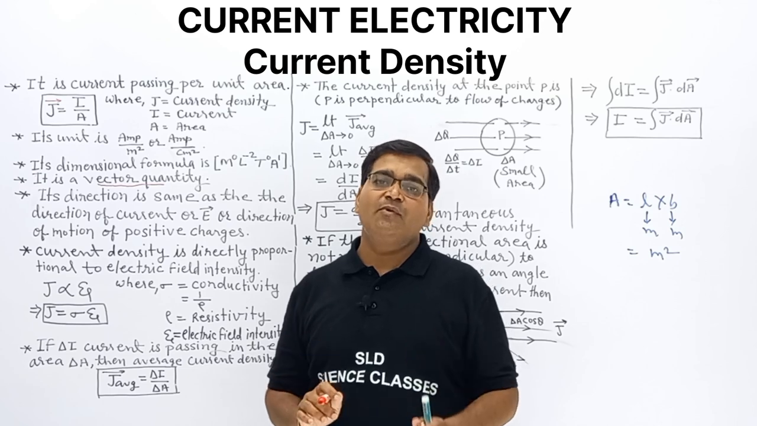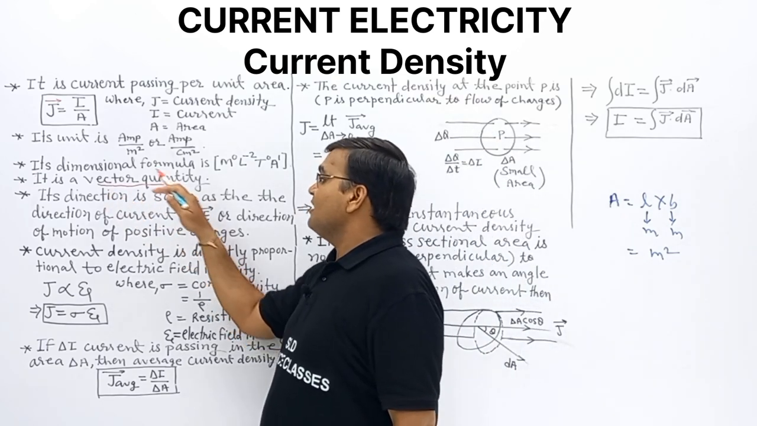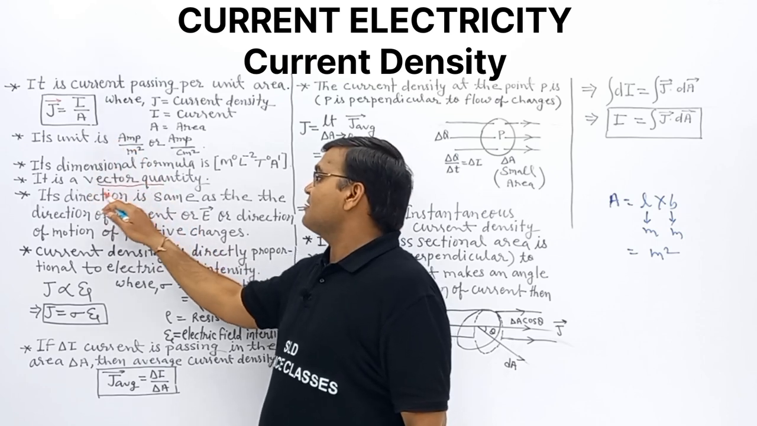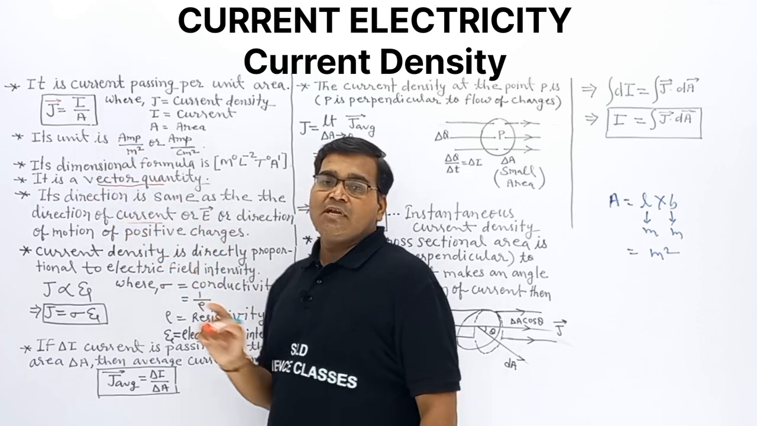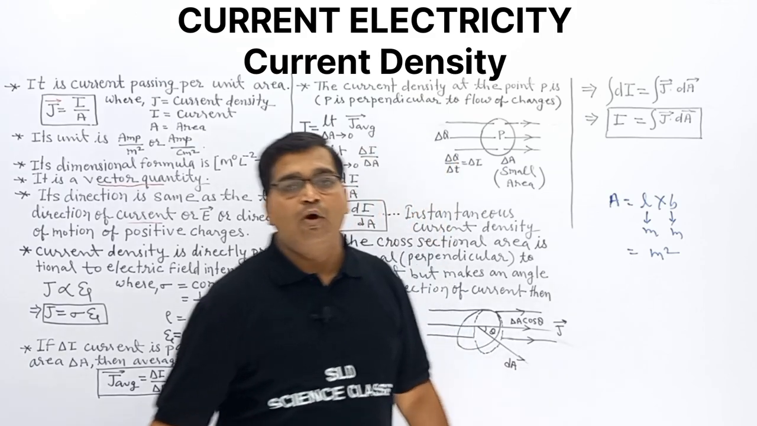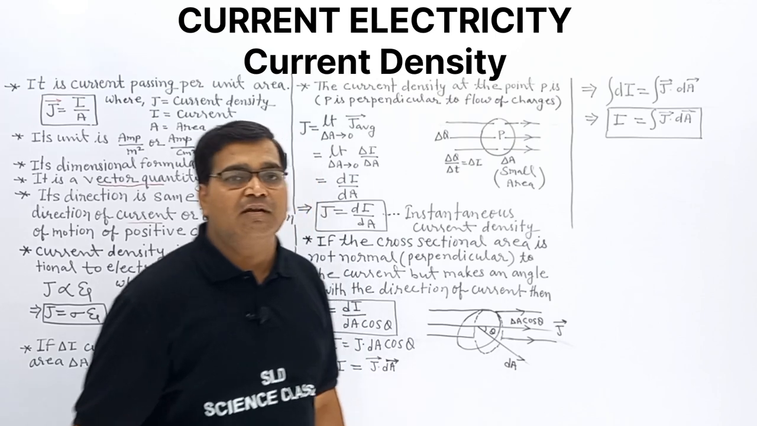Now next, it is a vector, so vector quantities have both magnitude and direction. So what is its direction? Current density direction is the same as the direction of the current. How? Observe. In the last class we studied the direction of the current.